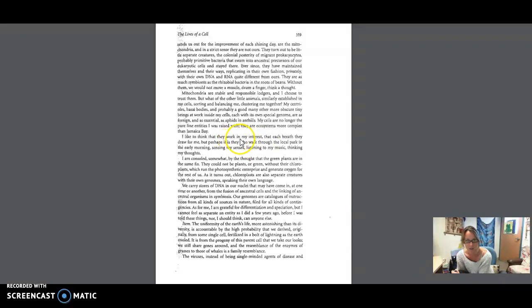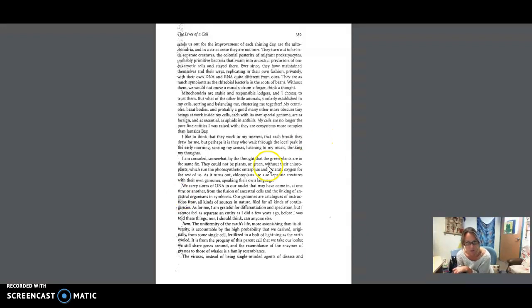I like to think that they work in my interest, that each breath they draw for me, but perhaps it is they who walk through the local park in the early morning, sensing my senses, listening to my music, thinking my thoughts. So now I'm starting to think of this interlocked relationship that was mentioned earlier between cells and man, or cells and humans. The relationship between myself and my cells. Is it me listening to my music, or is it my cells? It's kind of a curious question.